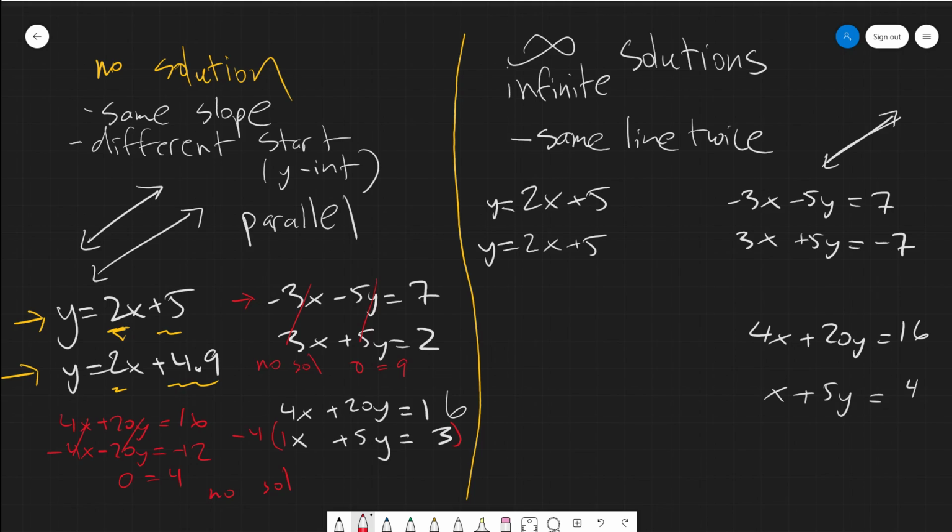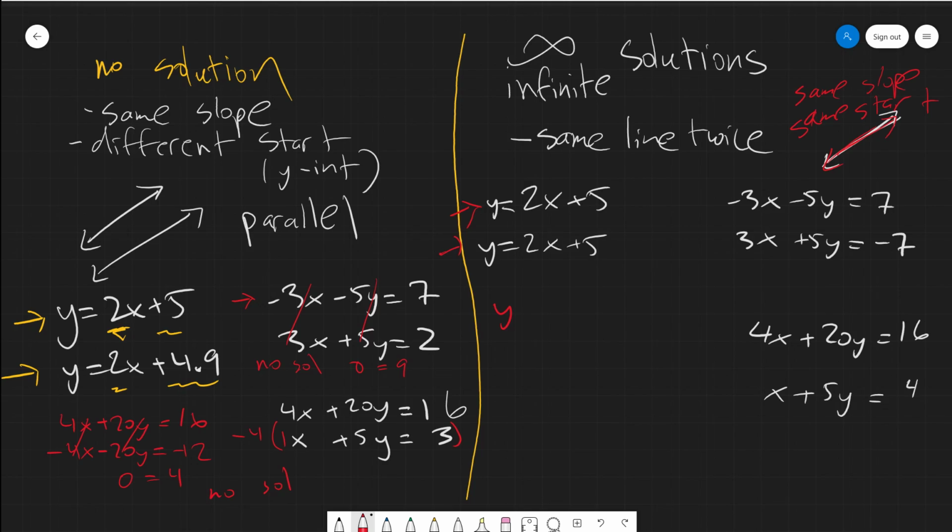On the other side of the coin, we might have an incredible infinite amount of solutions, so that's just an unending amount. And that's when we have the same line twice, so that's hard to draw, but it's the same line twice. Same slope and same starting point. I mean, same everything, right? So what does that look like numerically? That's looking like this, where we just have exactly the same thing. 2x plus 5, 2x plus 5.